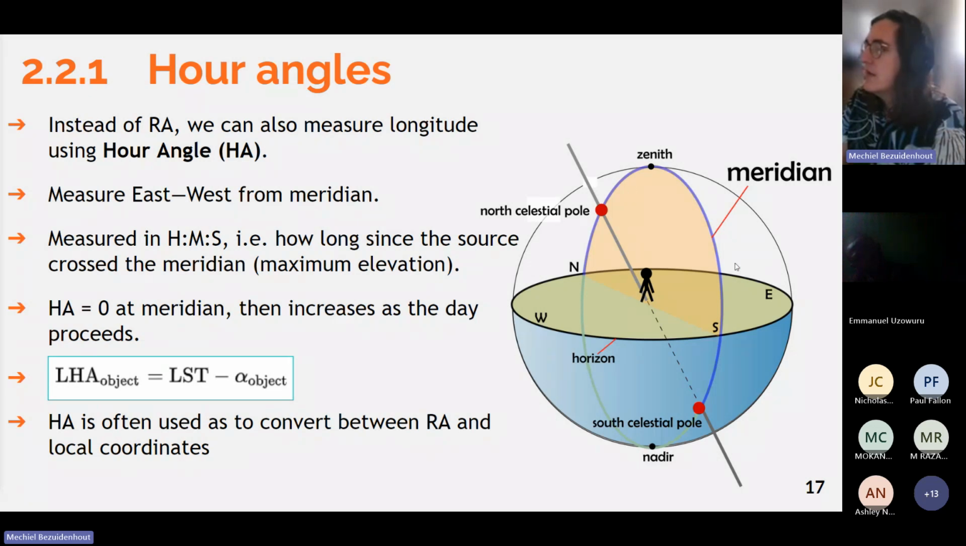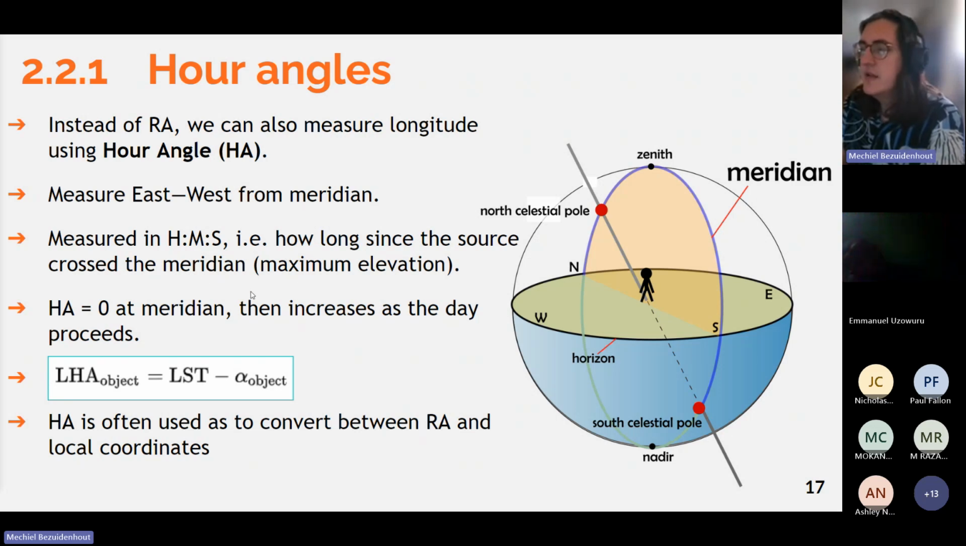diagram on the right, the meridian is this big circle that we can draw which includes the north celestial pole. So that's the north pole of our rotation axis, and also the south celestial pole. And then it goes through the zenith, which is directly overhead an observer. So if we define the longitude using this hour angle, that's a local measurement of the longitude of a source. So we measure it east to west from the meridian, so that's clockwise.